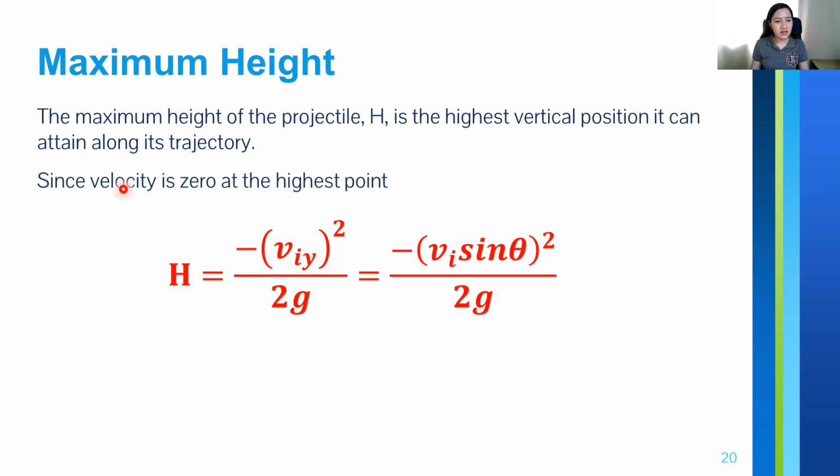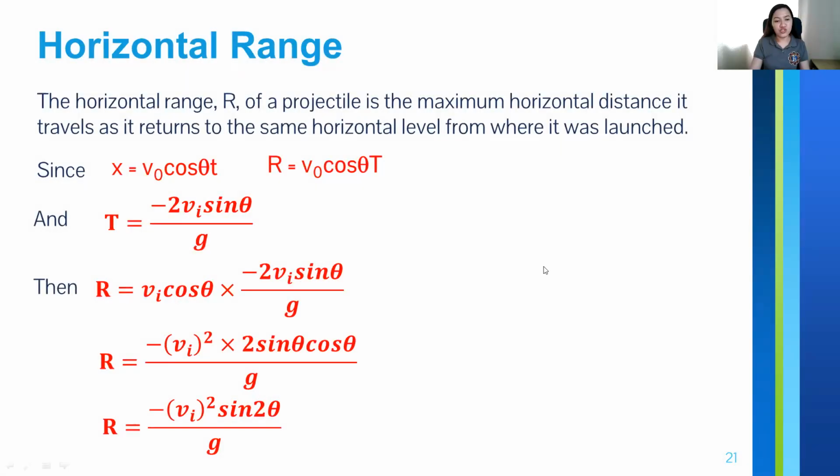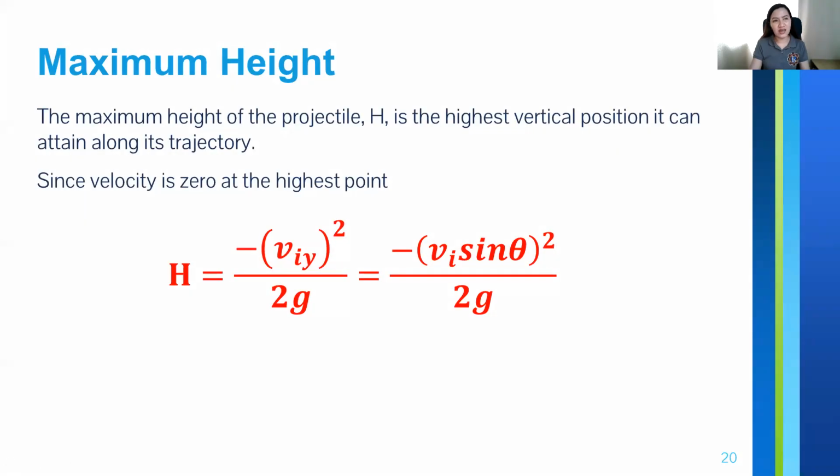So since the vertical component of the velocity is 0 at this point, so we can find the maximum height. Solve for the maximum height as negative VI sine theta squared over 2G. So asa na siya gikan? VF squared equals VI squared plus 2GY. Itong kinematic na equation.